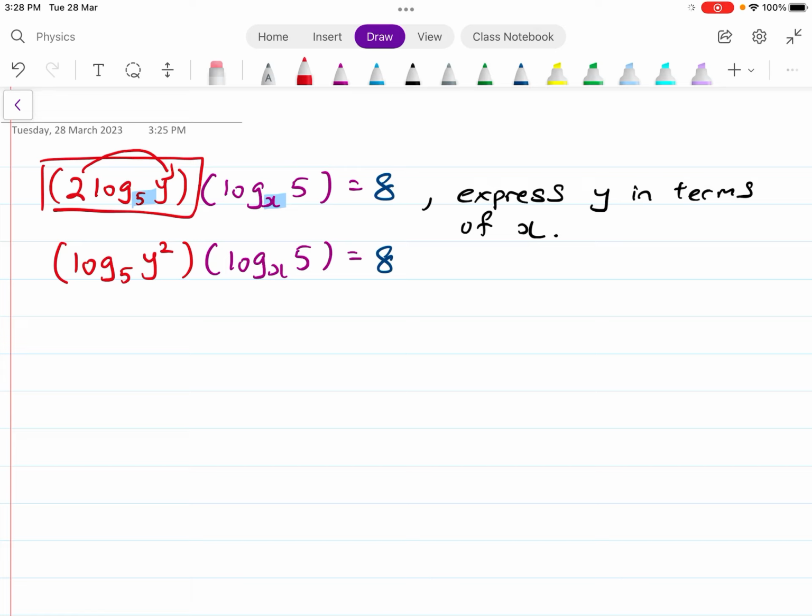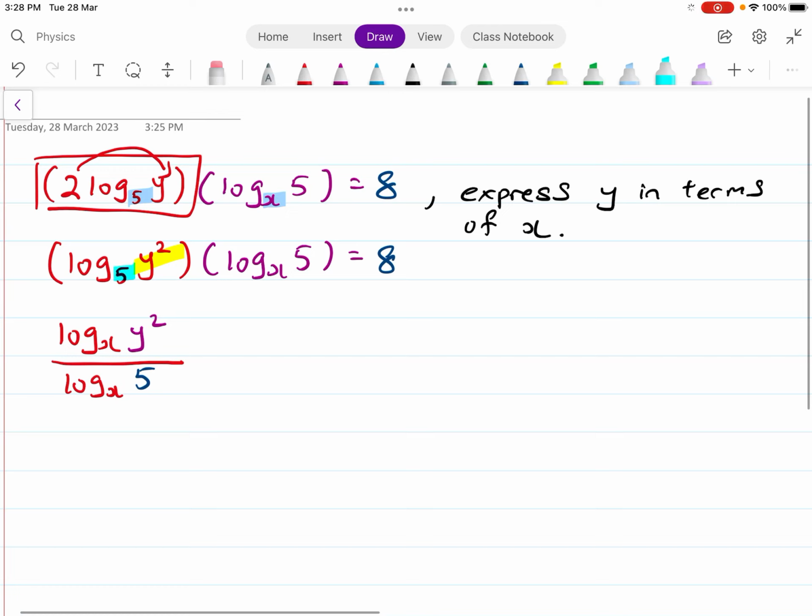For changing your base, you put this first, log x, because you want to change to base x. So you change to x and x. Then the top part, you put y square, which is this part. Then for the bottom, you put 5, which is this part. Then after that, you can put the log x5, then bracket equal to positive 8.